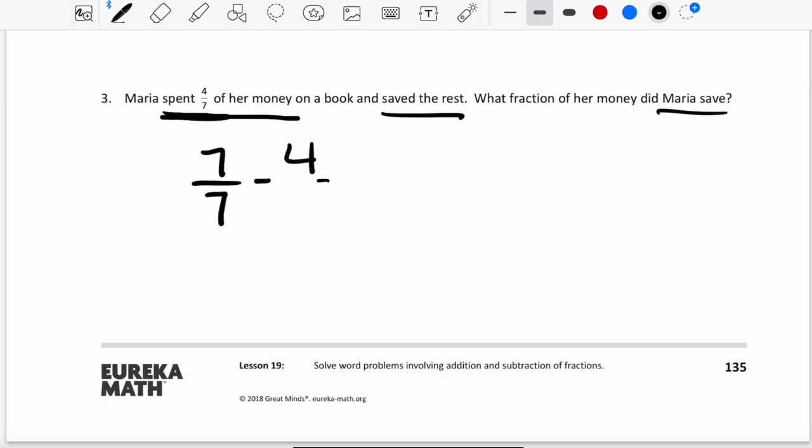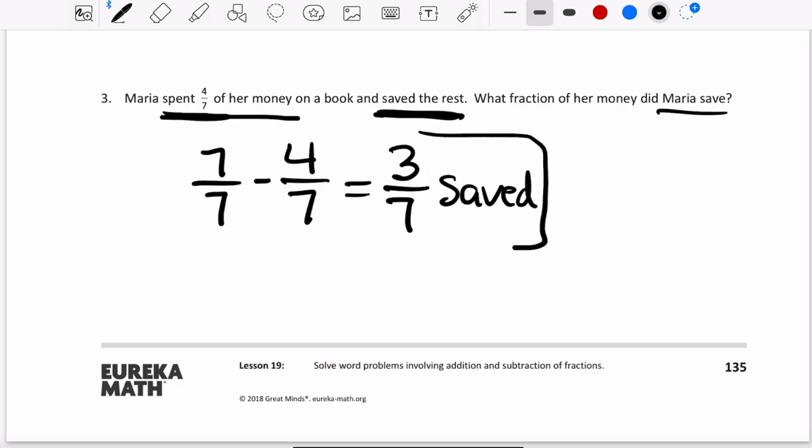If we subtract the 4/7 that she spent, 7/7 minus 4/7 equals 3/7. So we know that she saved the rest of the money. If she had 3/7 left, then that's what she saved. 3/7 were saved.